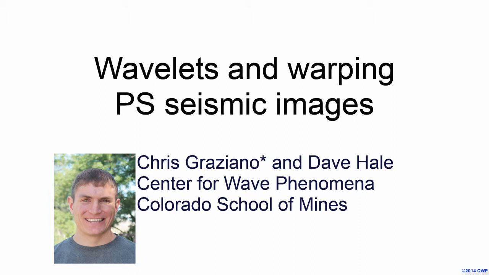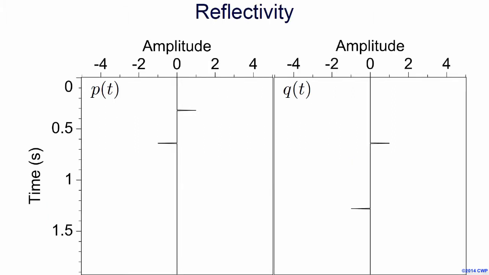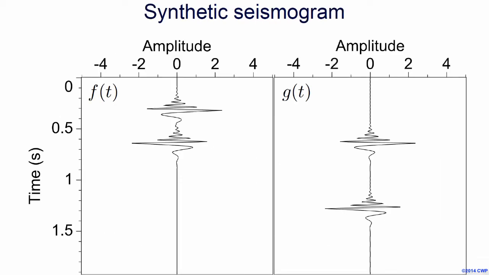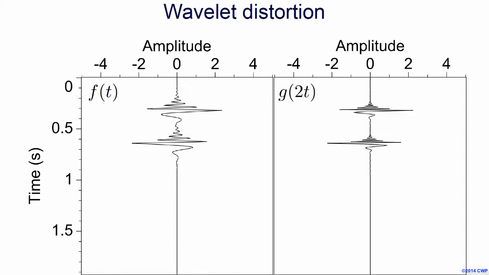First, I would like to call your attention to two continuous signals, P of t and Q of t. Now, if we were to convolve these signals with the wavelet displayed by the impulse response shown, we would get F of t and G of t. Now, if we were to squeeze G of t to F of t, we would get wavelet distortion. So how can we reduce this wavelet distortion?